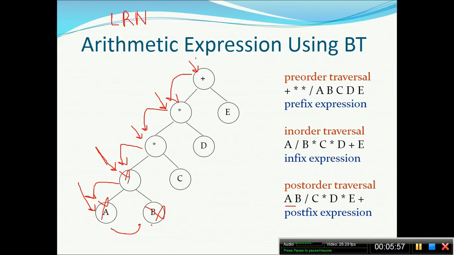Once the entire left subtree has been solved, I'll solve the C, that is the right subtree from here to here. And then once the left subtree and right subtree are solved, I will solve the star. So C and star. Then once the entire left subtree has been solved, I will solve the right subtree in this way. And then once this entire left subtree and right subtree have been solved, I will solve the star. Star done. Then once the entire left subtree has been done, I can solve E. E done, and then the plus.